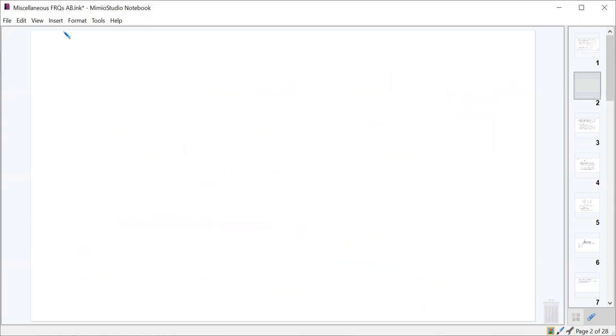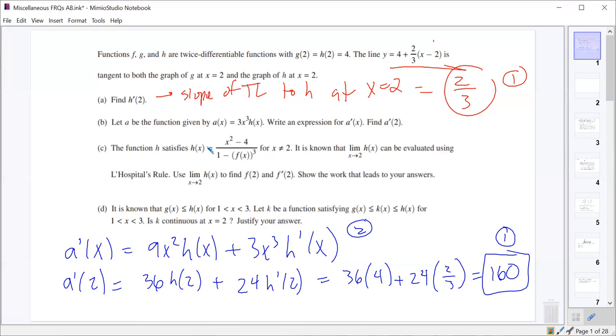All right. Part C. The function h satisfies this. h of x is (x squared minus 4) over (1 minus f of x cubed) for x not equal to 2. We know that the limit as x approaches 2 of h of x can be evaluated using L'Hopital's rule. Before we even worry about what it's asking down here, what does that tell you about both the numerator and the denominator of h of x when you plug in 2?